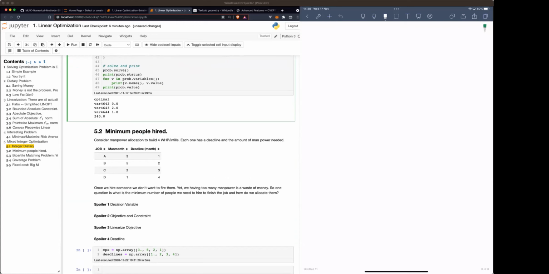Let's look at this problem. This is a real life problem, and you're going to save a lot of money, especially if your family business is some sort of factory or some sort of project. So for example, let's say you have 4 jobs to do.